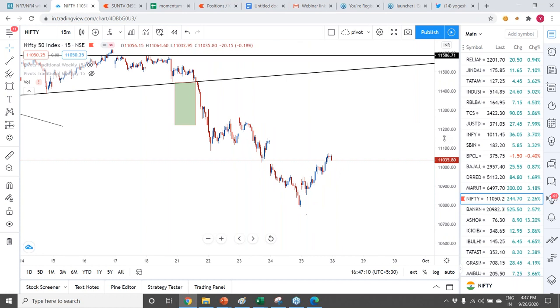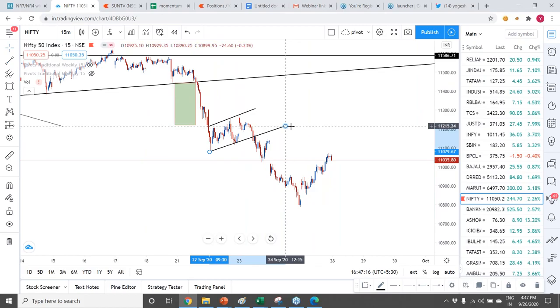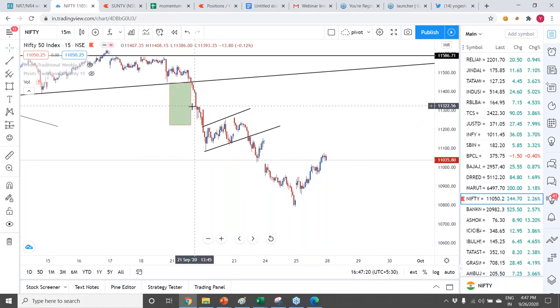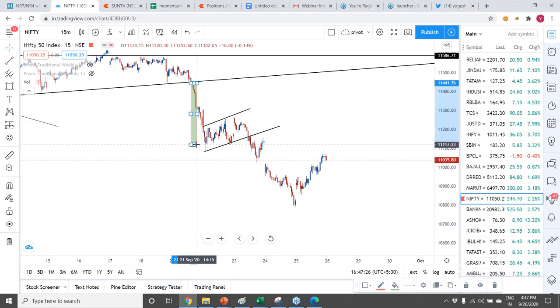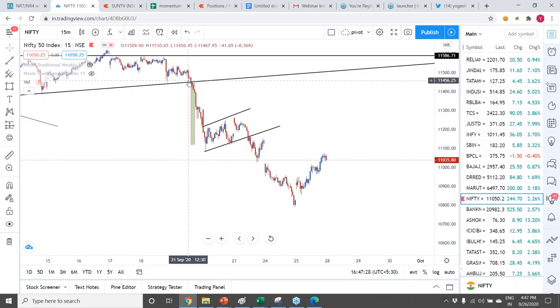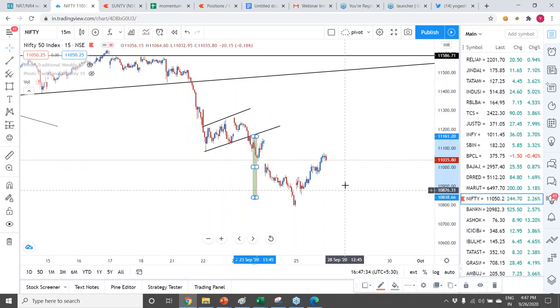Now can you spot one more pattern here? This is a flag. So the flag target is how we achieve it. From the starting point till the low, add this to the breakdown level. And can you see the magic? Even this target is achieved.